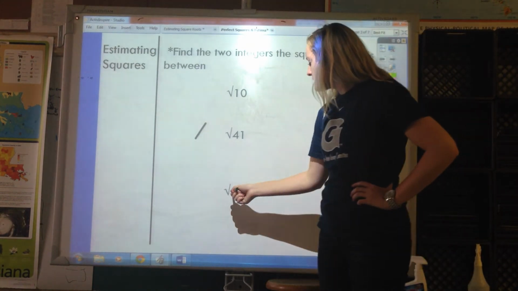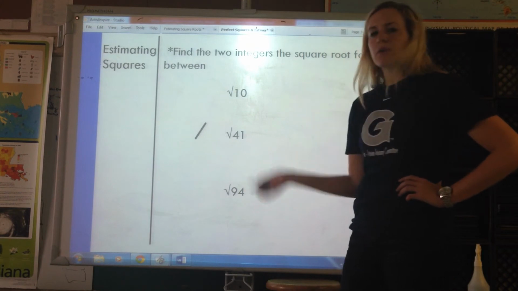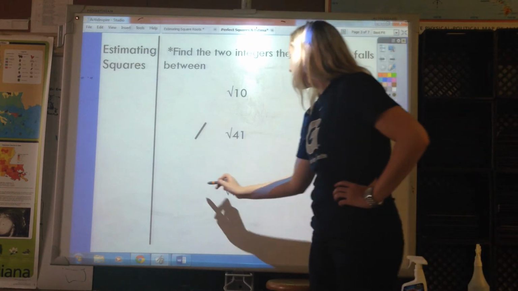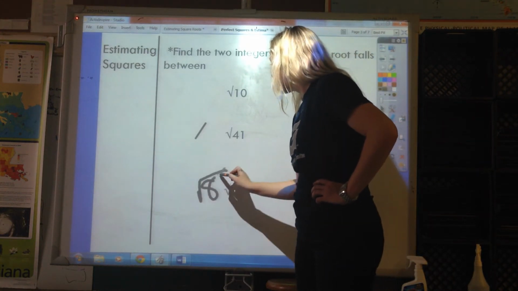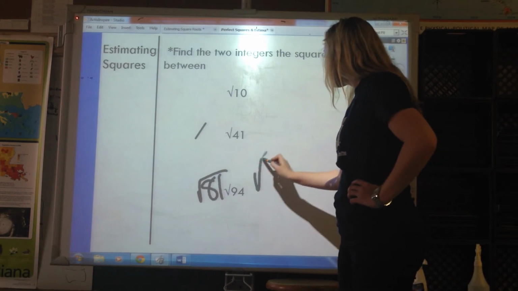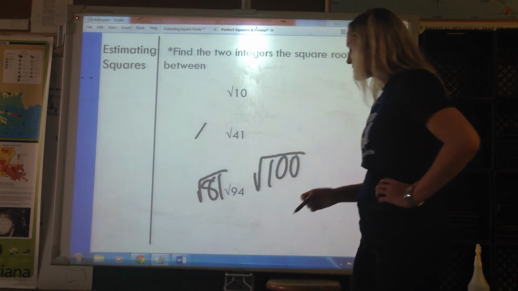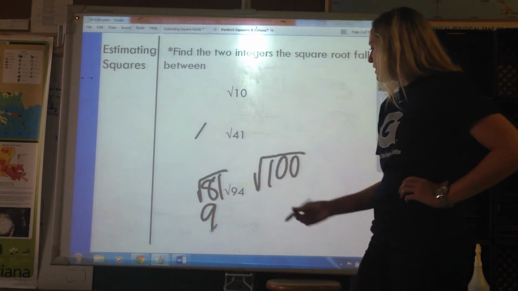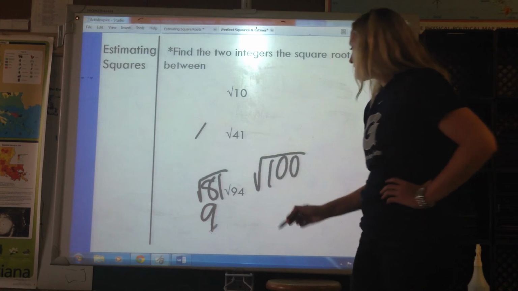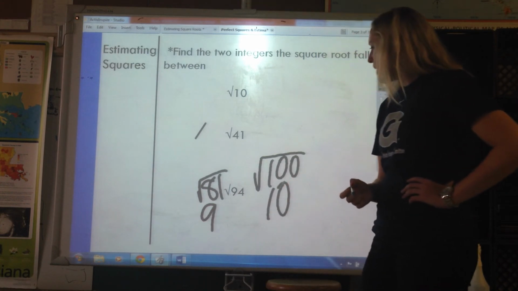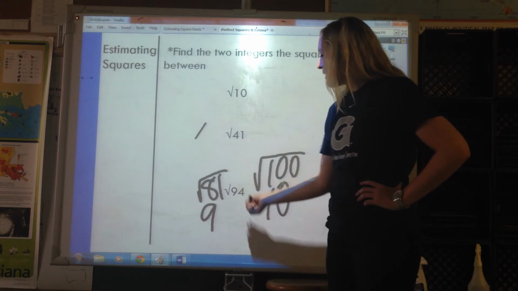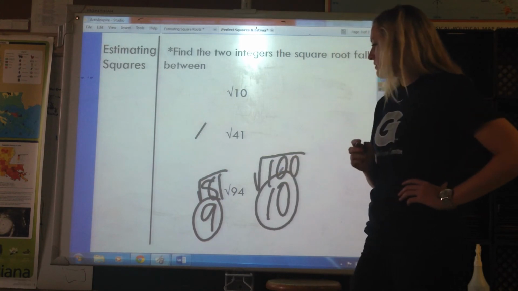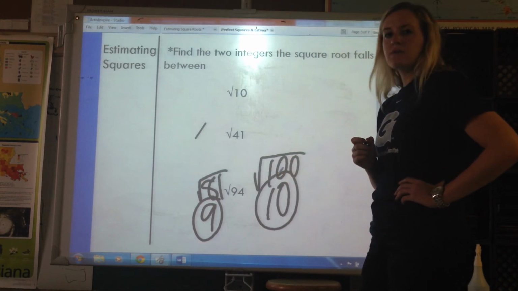All right, the last one we're going to do, the square root of 94. Again, I go through the same process. What are the perfect squares that are around this number? Well, I know that 81 is a perfect square and that 100 is a perfect square. The square root of 81 is 9, my pen is your pen, and the square root of 100 is 10. So I know that the square root of 94, whatever this number is, is going to fall between 9 and 10. All right, that's all we're going to do for today.